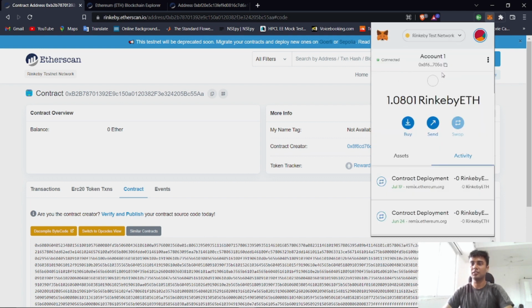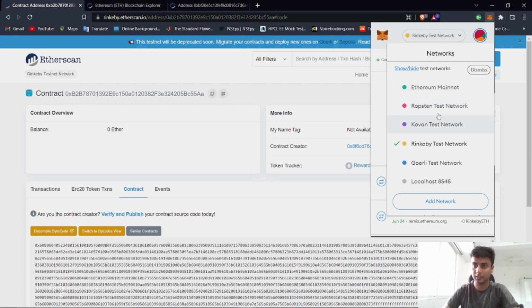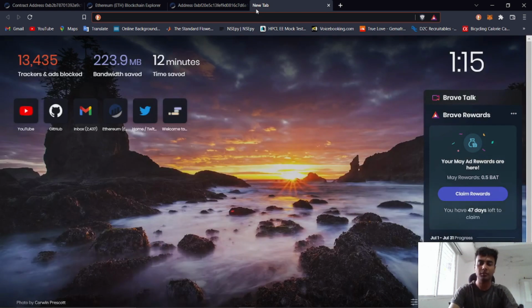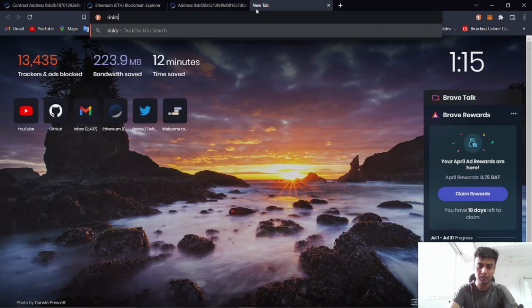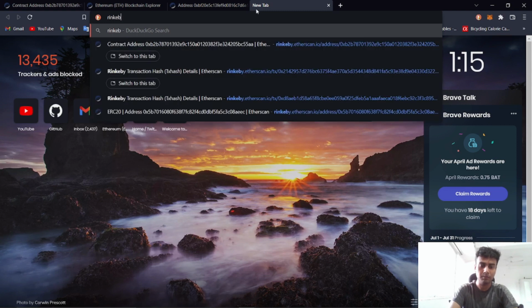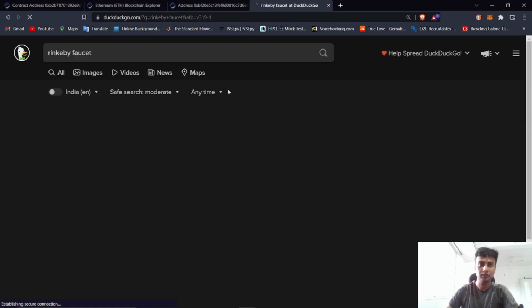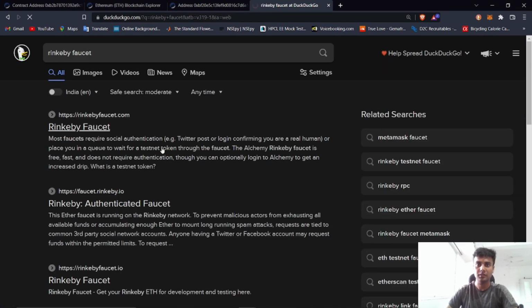So this is Ringb ETH, and these are the testnets: Robson, Cowan, Goril testnet. This one is actually my own localhost. These are faucets, and we can request development ETH on them. If you want to request for Ringb Etherscan, we can go to the Ringb faucet and request testnet ETH for our experimentation.